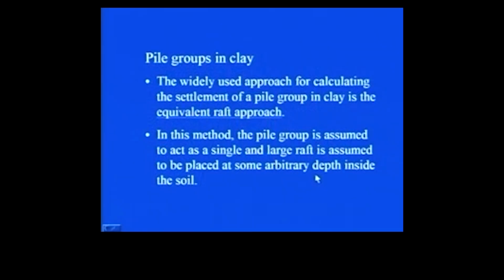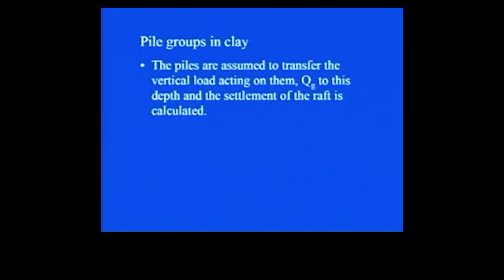Here I am quoting that it is some arbitrary depth. So, what should be the value of this depth from the ground surface, be it at half of the length of the pile, or 2/3 of the length of the pile, or 1/3 of the length of the pile, or wherever it is? Some guidelines have been given based on the experience of different practitioners and engineers, and we will see what they are in subsequent slides. But for the time being, we are seeing the steps of how you can calculate the settlements in case of pile groups in clay.